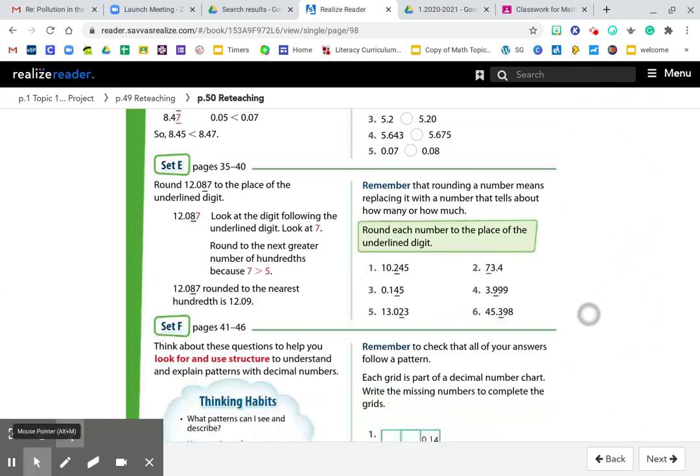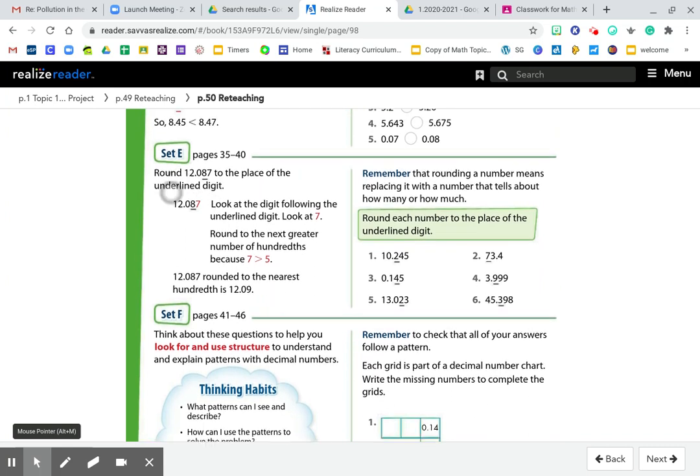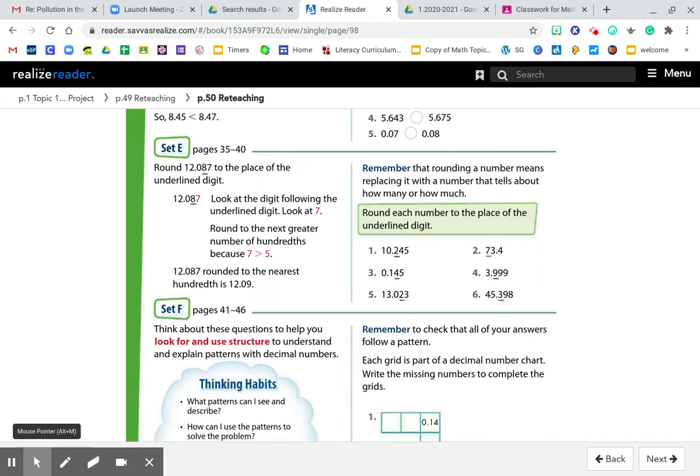Set E is pages 35 to 40, which is lesson 1-6. So we're going to round now, rounding 12 and 87 hundredths to the place of the underlined digit. Look at the digit following the underlined digit. So in this example, you're rounding to the hundredths, and there's an 8 there. So we look to the digit next to it, and it's a 7, and round to the next greater number because 7 is greater than 5.